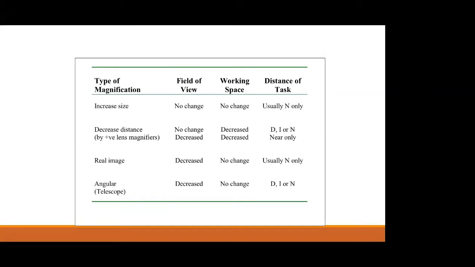And then the angular magnification, or telescopes, can be used for distance, intermediate, or near. However, that greatly decreases your field of view. You've got a much smaller area to be able to see through it. So you have to scan what it is that you're doing.